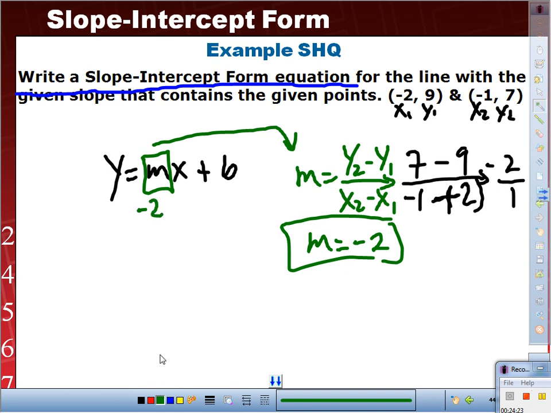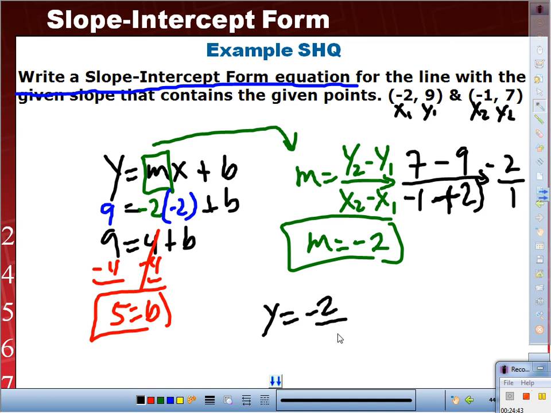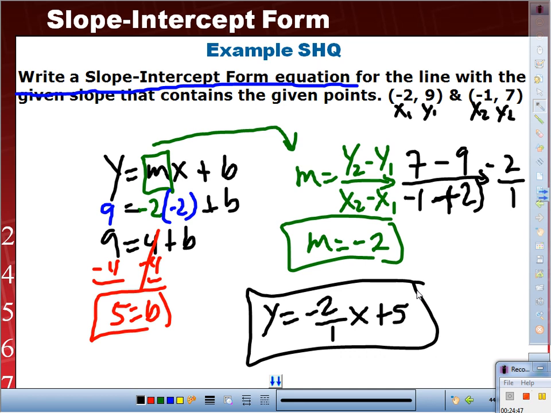From there, we substitute that in there, negative 2. Then I'm going to use this one first, negative 2 and 9. This becomes 9 equals 4 plus b. Subtract 4, subtract 4. 5 equals b. Therefore, my equation is y equals negative 2 over 1x plus 5. And if you got that.